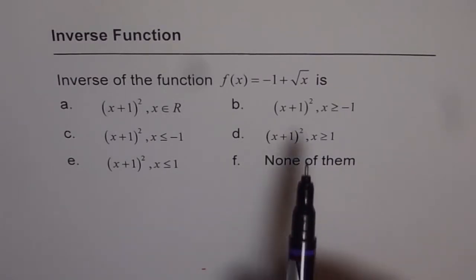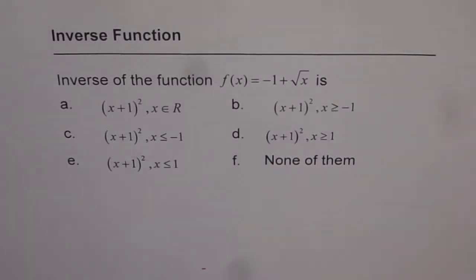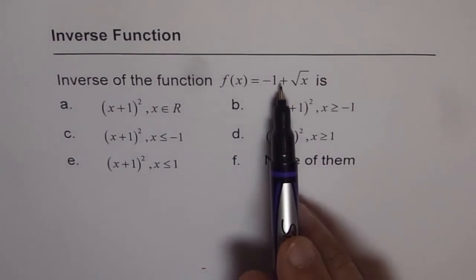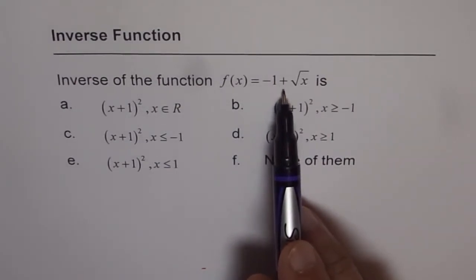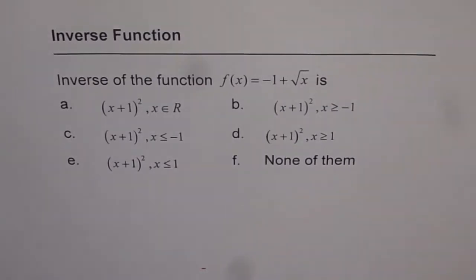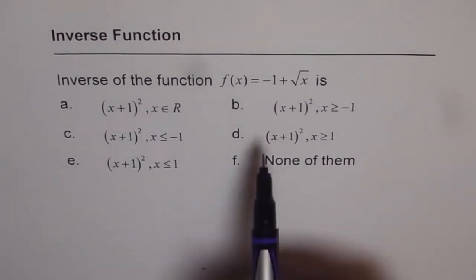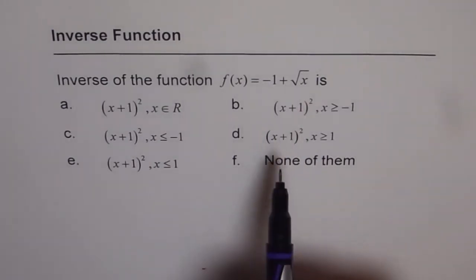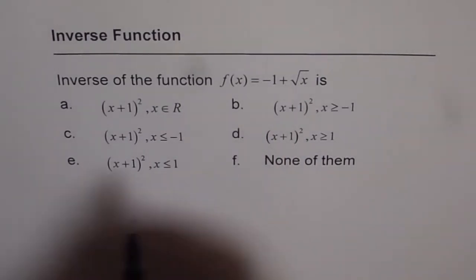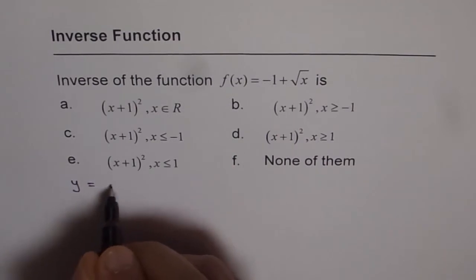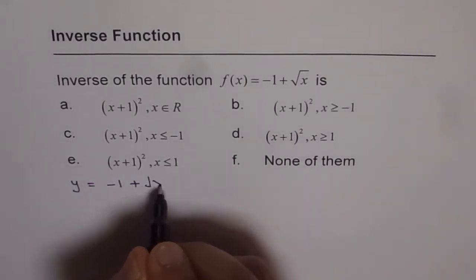Well, as we know, the inverse of a square root function should be a quadratic function. There are, however, two parts to this. When you take the square root of a quadratic, you get both plus and minus signs. Here we have only one sign. That means our quadratic function is restricted. So we'll do two things. One, we'll find the quadratic function which is the inverse of this function, and second, we'll look into the domain and range part. So we are given the function as y equals minus 1 plus square root of x.